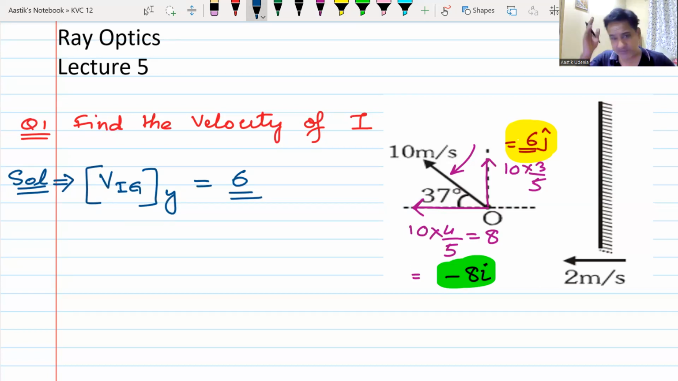Because this y component is parallel to the mirror, it is going to remain same for the object and the image. Now I must calculate the x component of the velocity of image with respect to ground, and we had already seen how do we get this. Yes or no? So can you tell me how do I get it?